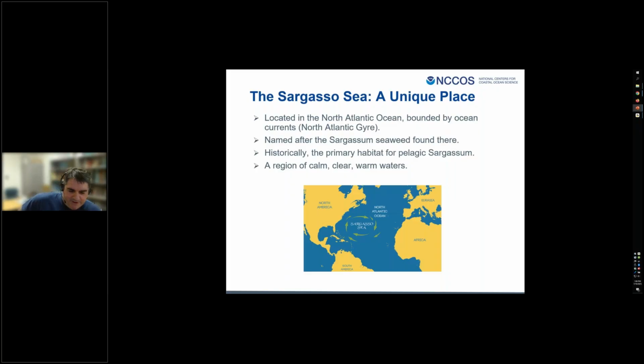Historically, it was the primary location for live concentrations with periodical releases of small mats that would then regularly drift into the Caribbean region. And growing up in Puerto Rico, I remember encountering mats of Sargasso on the beach every so often and never thinking of it as really a big deal.